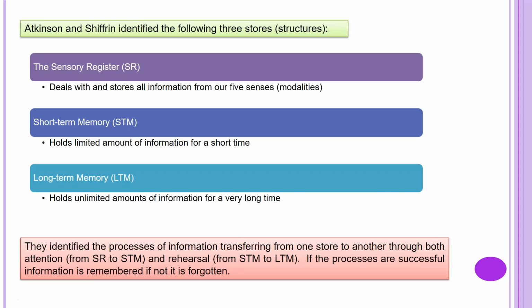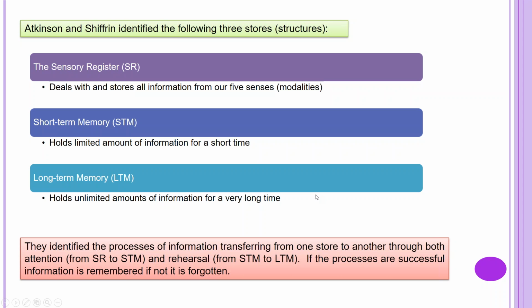Atkinson and Shiffrin identified the following three stores, known as structures in the specification. The sensory register, SR. This deals with and stores all information from our five senses, known as modalities. The short-term memory, STM, holds limited amounts of information for a short time. The long-term memory, LTM, holds unlimited amounts of information for a very long time.